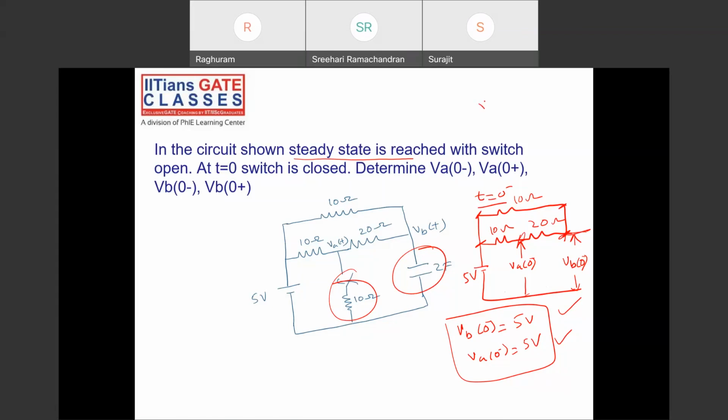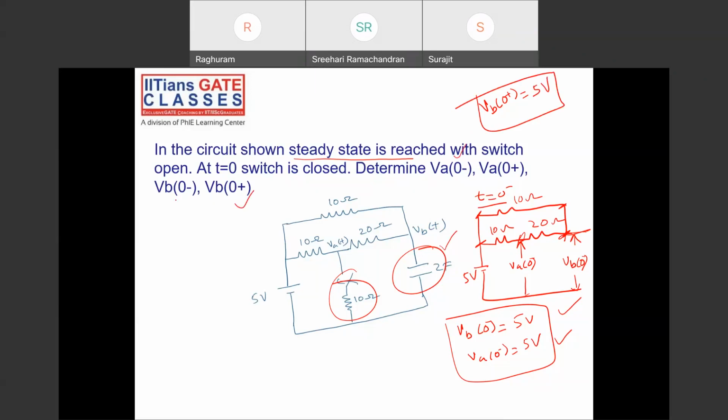Now tell me what is VB of 0 plus quickly. It will be 5 volts. As I told you, just after the switch is closed, the capacitor will be replaced by a short circuit or a voltage source of value equal to the voltage just before the switching. The voltage cannot change instantaneously across a capacitor. So VB of 0 plus is solved, right?